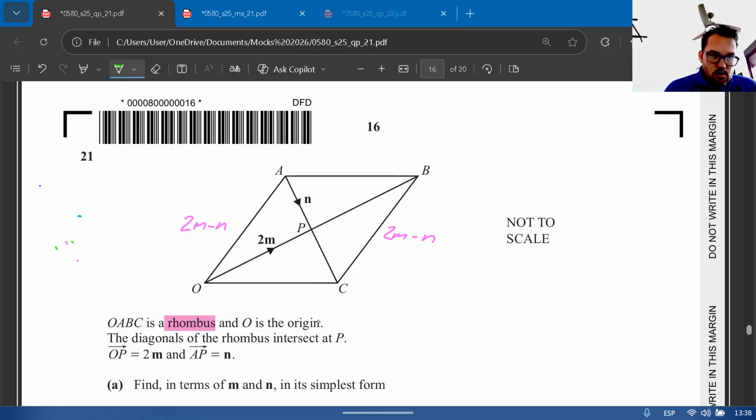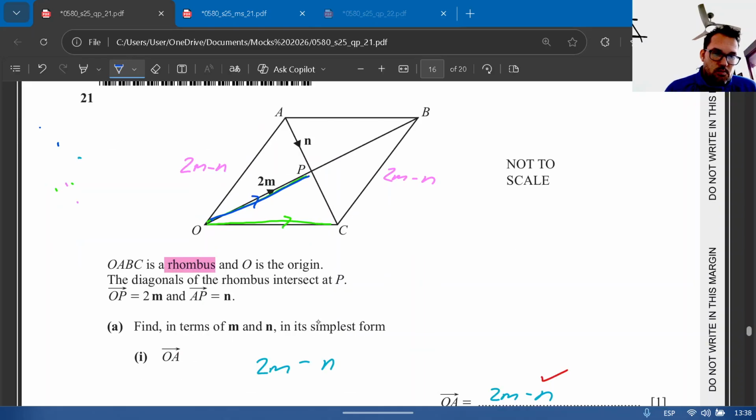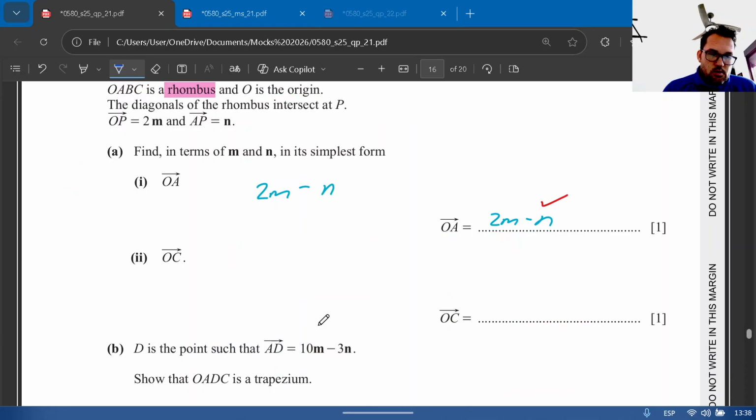OC, let's see, OC is this one here. Again, let's take the path we know. So this will be 2M. Choose the blue. So we go along here again, OP, that will be 2M. We're going in the same direction. So that will be 2M.